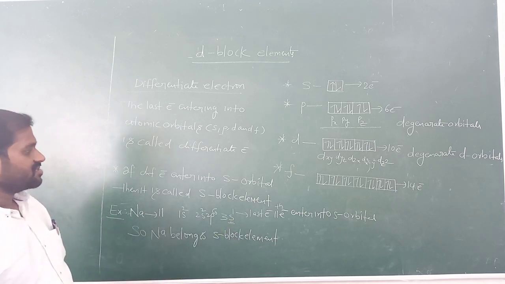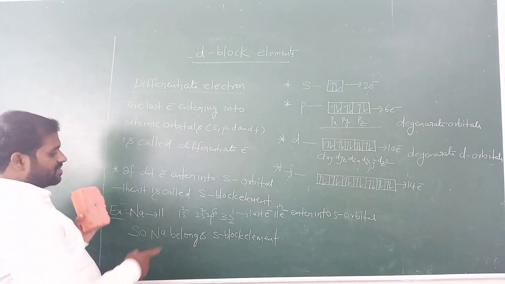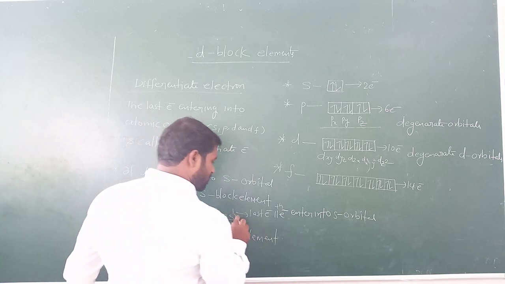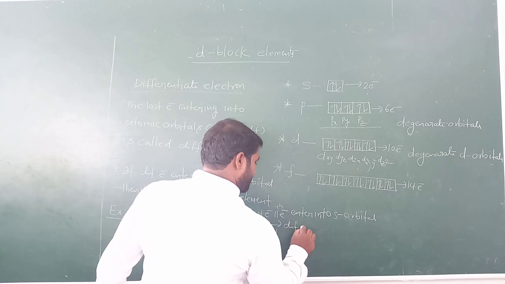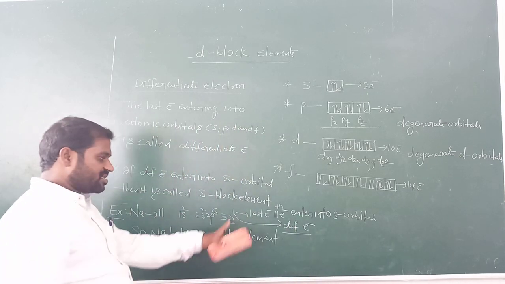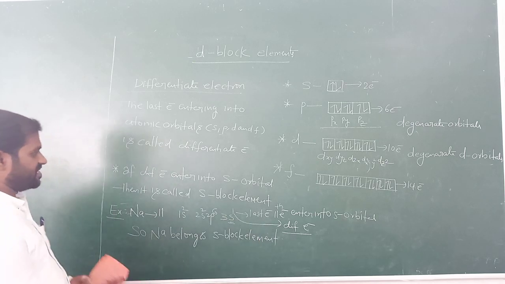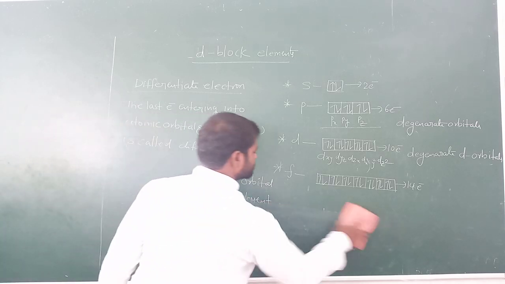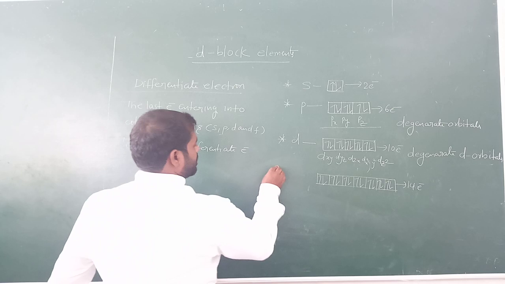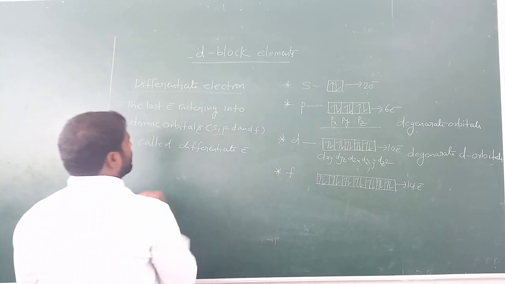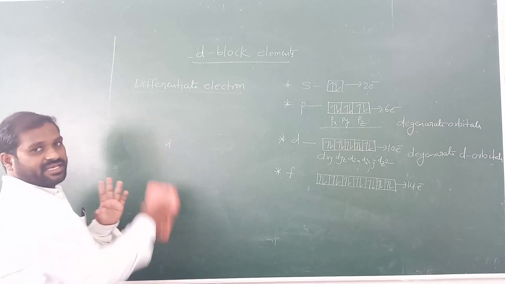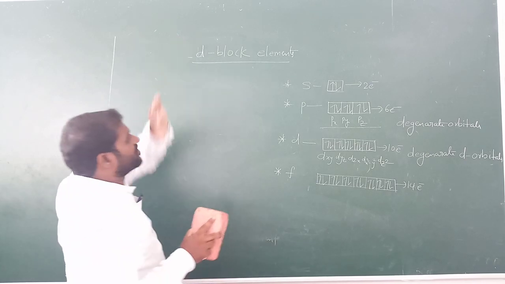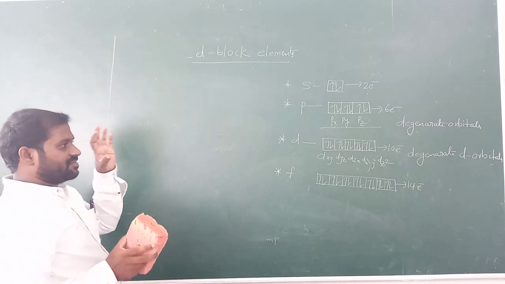Okay, clear? So next, this 11th electron which is in S is called the differentiating electron. The last electron which enters into an atomic orbital is called the differentiating electron. Is it clear? Now, did you get the concept of differentiating electron or not? Because it is very important in D block. Otherwise, there is some confusion.